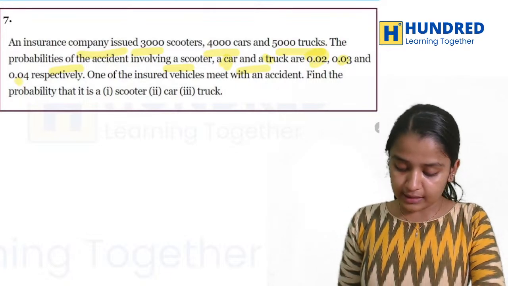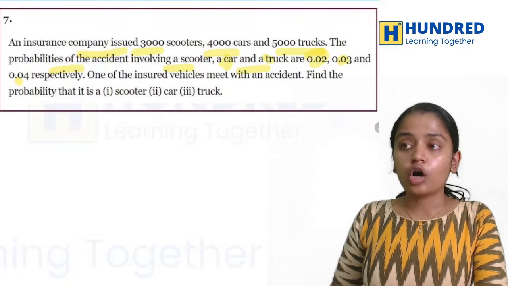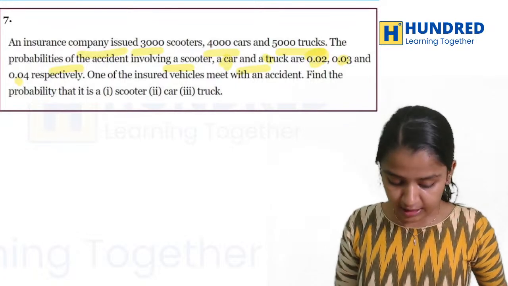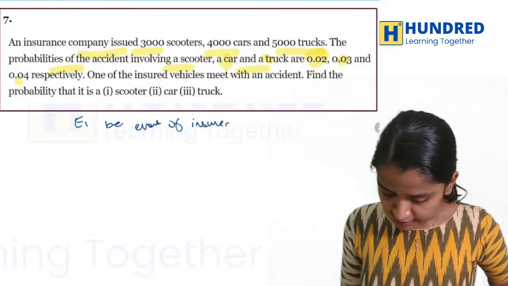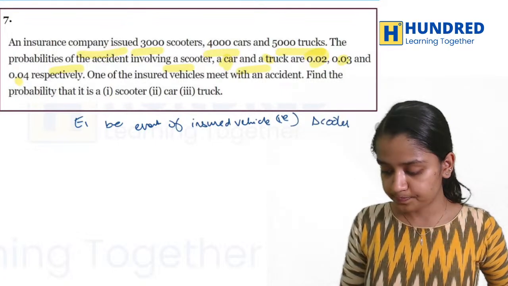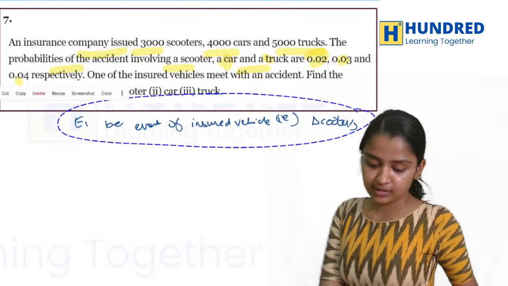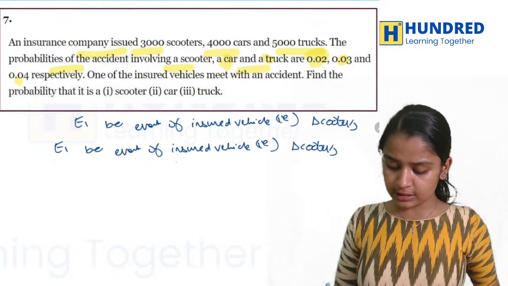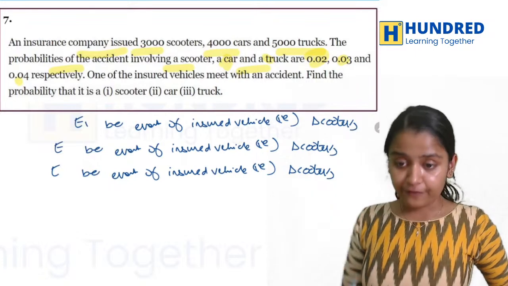Okay, so basically our events are E1, E2, E3, the event of insured vehicle, like that you have to write it. So E1 be the event of insured vehicle, that is first the scooters. Now as usual I'm just copy pasting it. For me it is easier, but for you definitely have to write it. Do not face any laziness or be lethargic to write it. You just definitely have to write it.